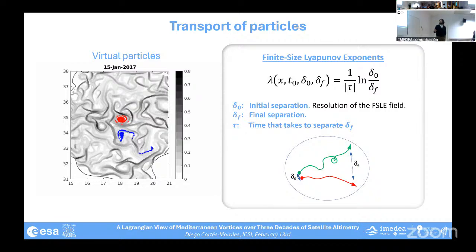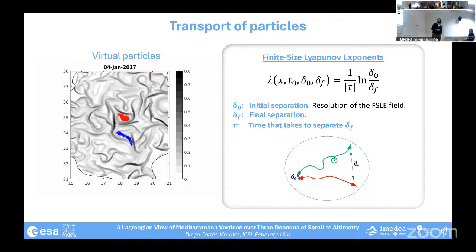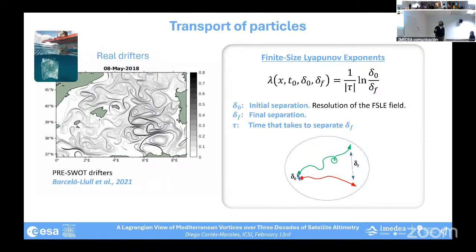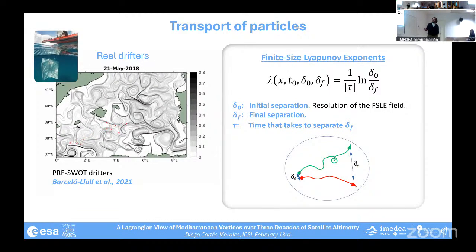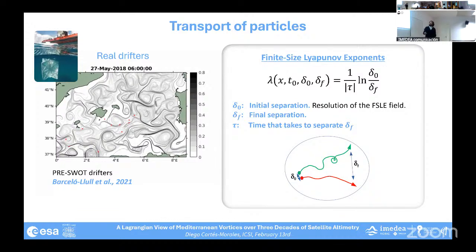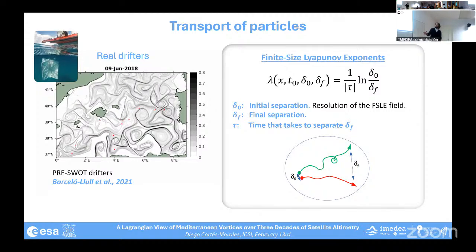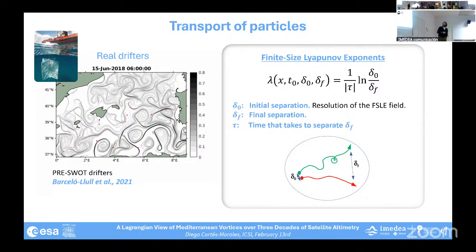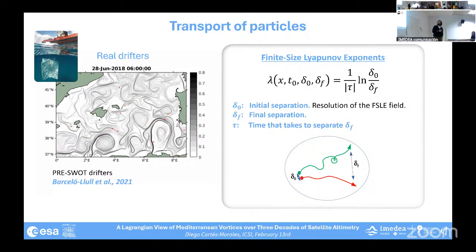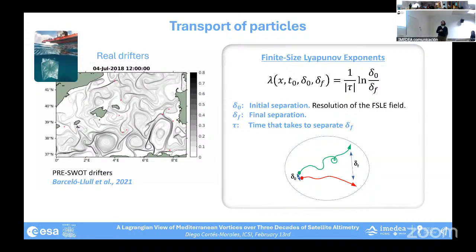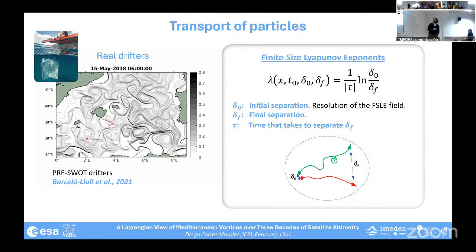This is a simulation done again with the same satellite-based data set. But this information also allows us to track real platforms, like real drifters from the pre-SWOT campaign. You can see in red the different drifters and how they follow the paths defined by the Lyapunov exponents, giving us a lot of information on how the different properties in the ocean can be transported or trapped in the different structures.